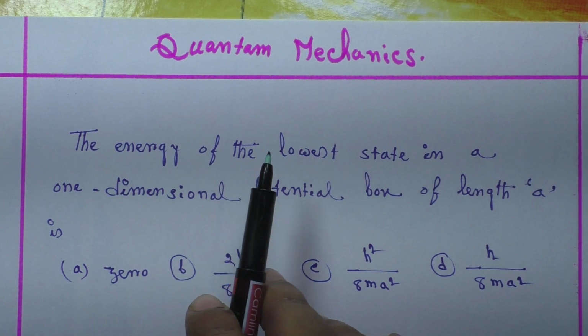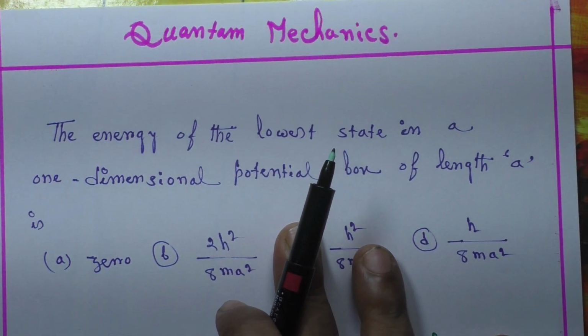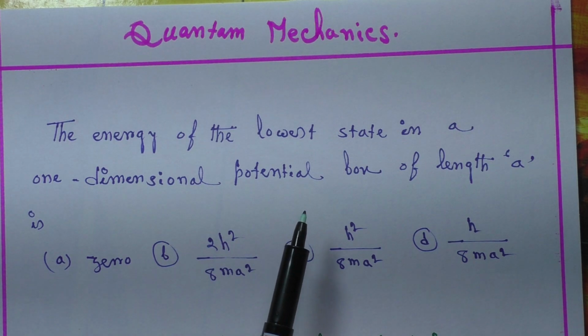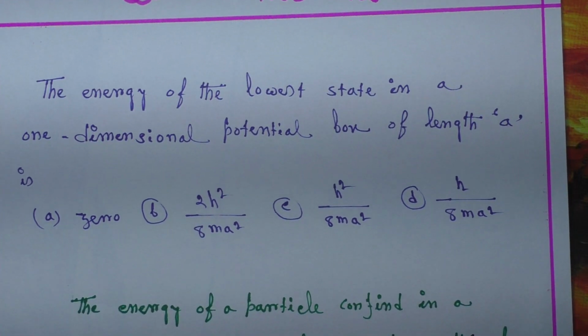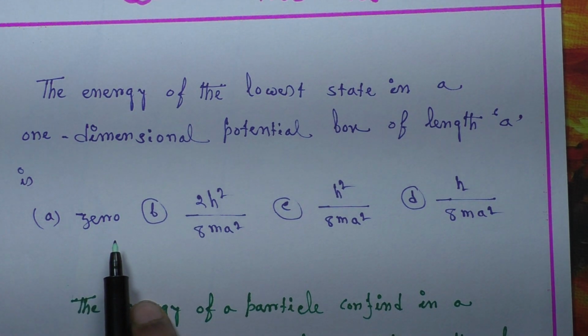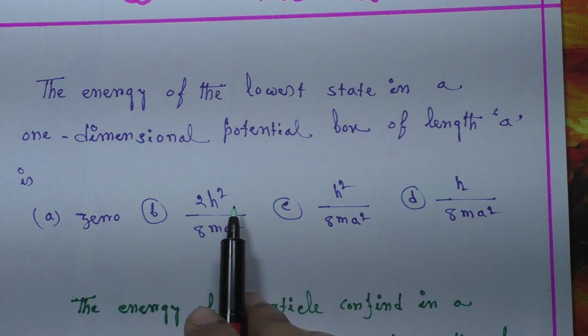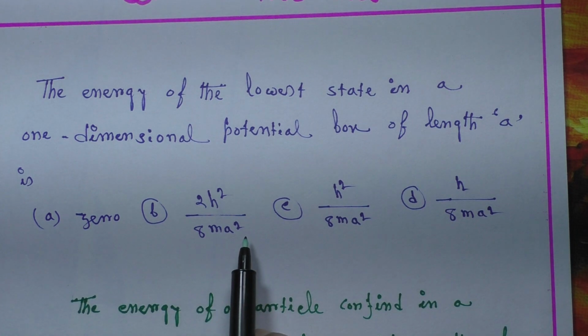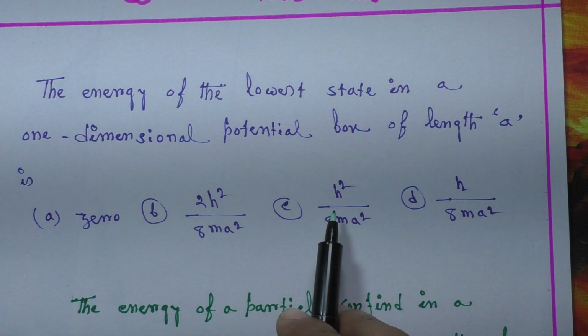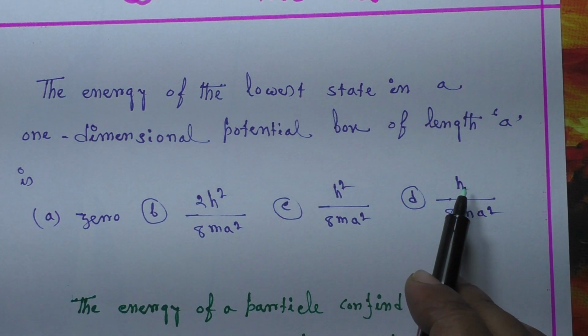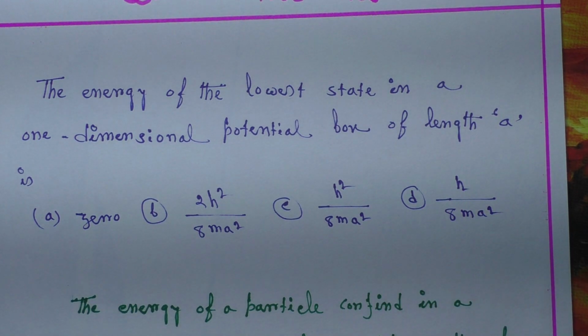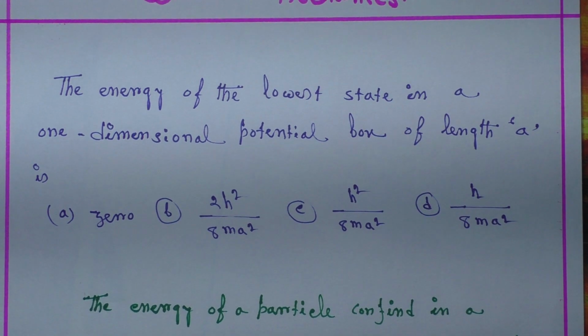The energy of the lowest state in a one dimensional potential box of length A is: the first option is 0, the second option is 2h square by 8m square, the third option is h square by 8m square, and the fourth option is h by 8m square. So, we have to choose the correct answer.